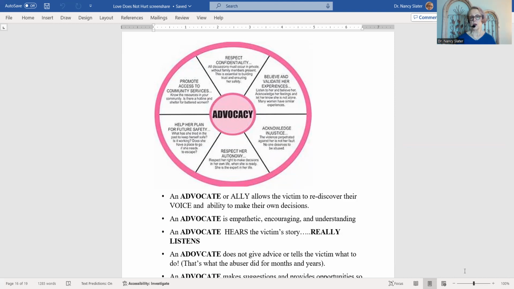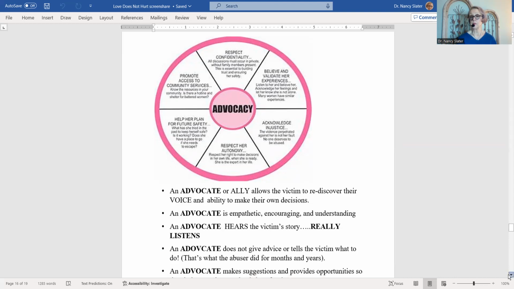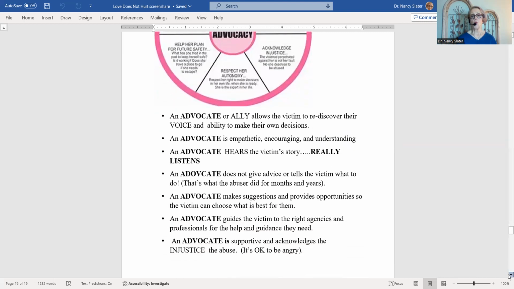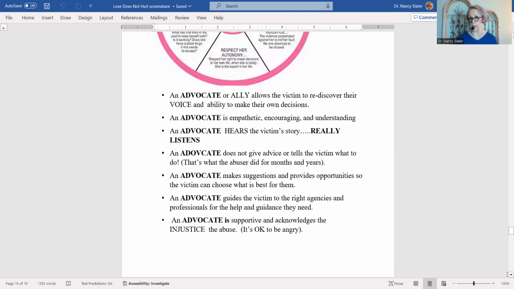And we're back at the top, respect confidentiality. And why should we respect confidentiality? Because the victim has to go into hiding. There's still an abuser out there. And unless the abuser is in treatment or incarcerated or has moved out of state, the victim needs to be protected and her location needs to be confidential.